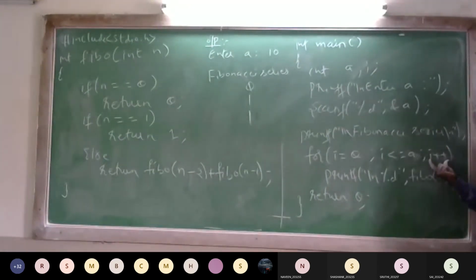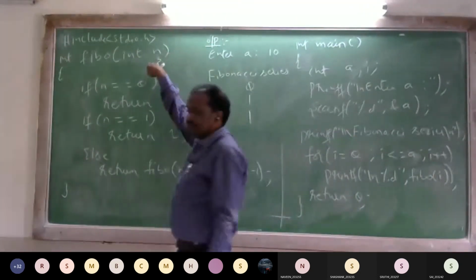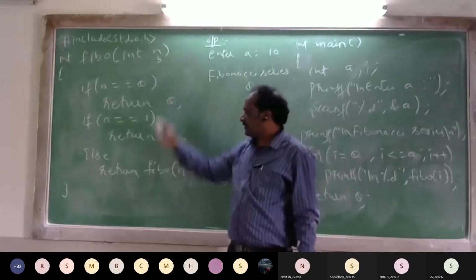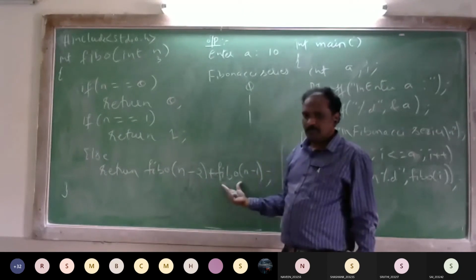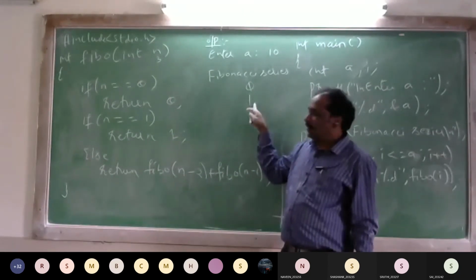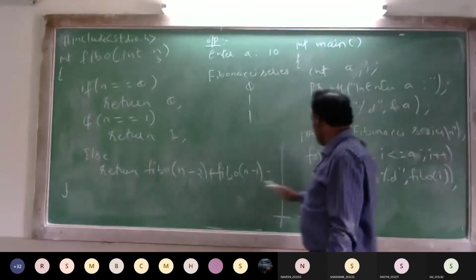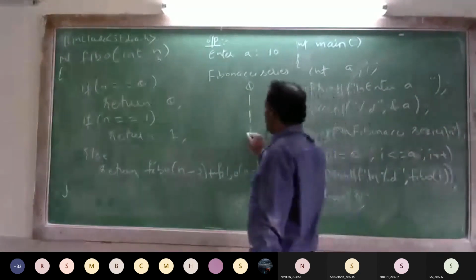I plus plus. I is 3. 3 is less than or equal to 10, true. Call the function Fibo of 3. Here the n value is 3. Is n equal to 0? False. Is n equal to 1? False. What is Fibo of 3? Fibo of 3 is equal to Fibo of 1 plus Fibo of 2. What is Fibo of 1? 1. What is Fibo of 2? 1. What is 1 plus 1? 2. So 2 is returned here and displayed on the output.